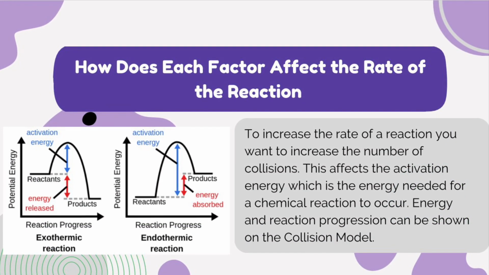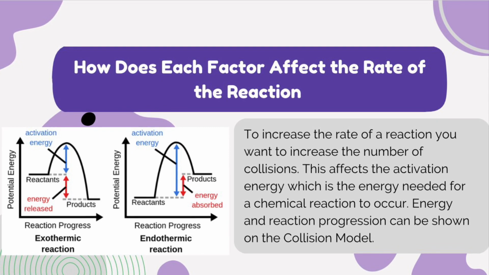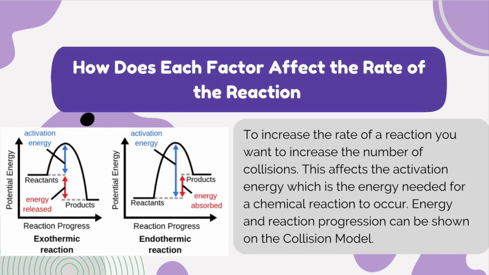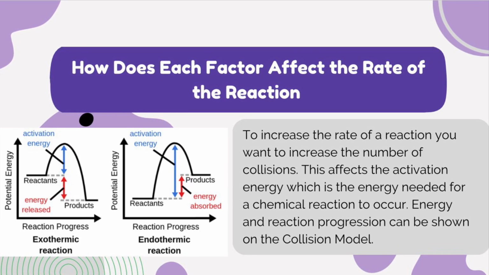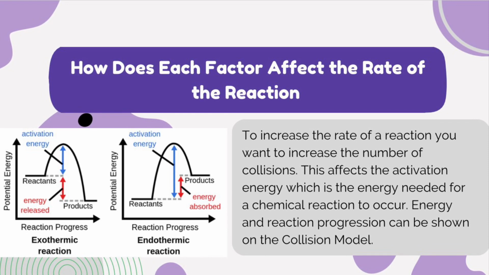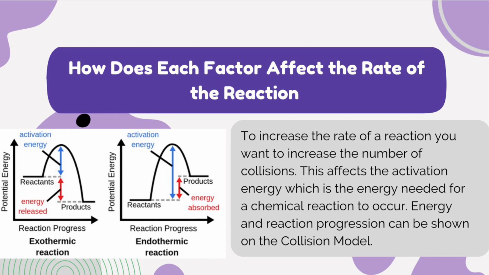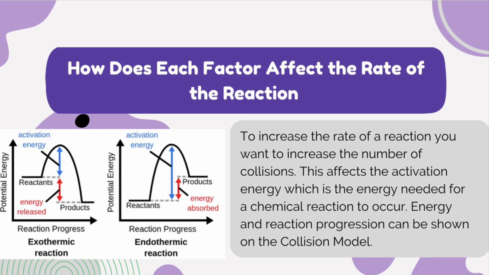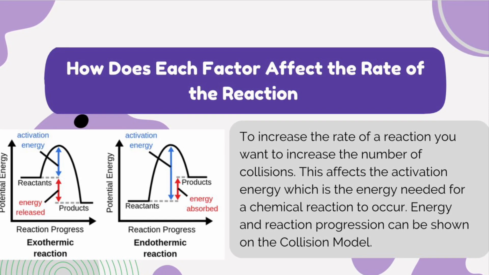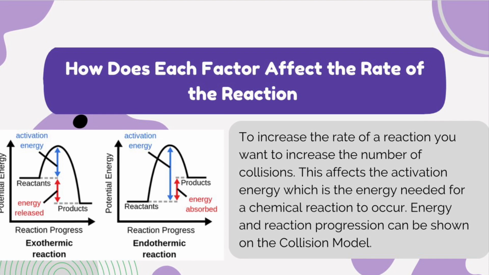How does each factor affect the rate of the reaction? So the ultimate way to increase the rate of reaction is to increase the number of collisions in order to have enough energy to break the bonds and overcome the activation energy. But what is the activation energy? The activation energy is the minimum amount of energy needed in order for a chemical reaction to occur. So the more collisions, the more energy, and the faster the reaction can take place.